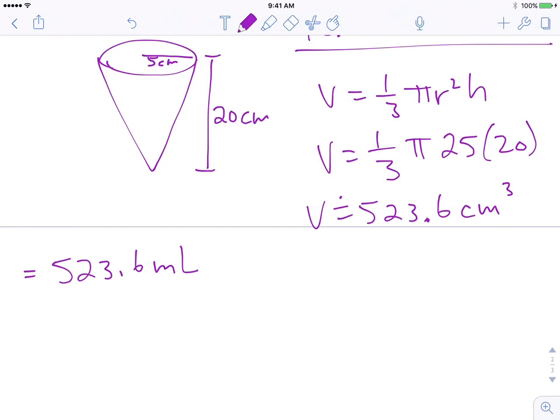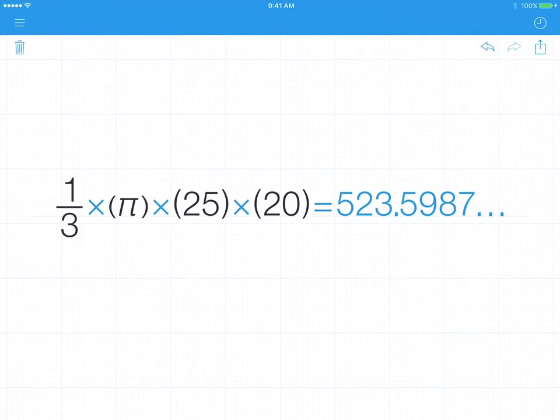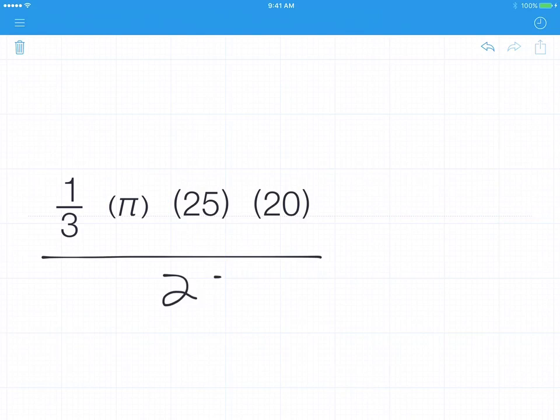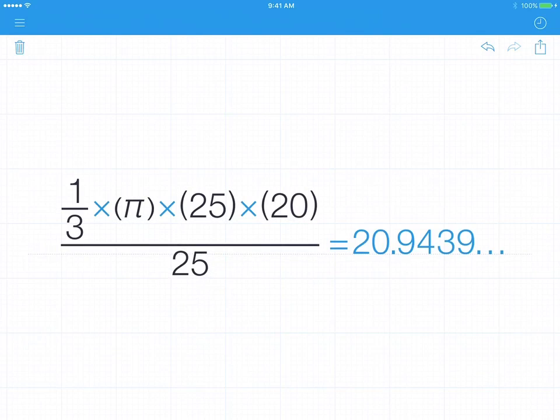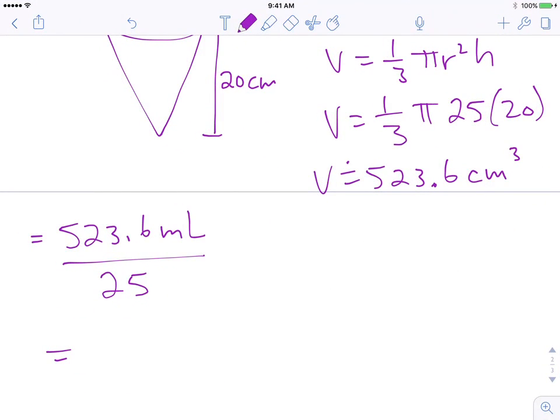And so therefore, if I divide that by 25, because it drains at 25 milliliters per second, we will get our answer. So basically I'm going to do the whole thing divided by 25. And we'll get 20.94. So equal approximately 21 seconds.